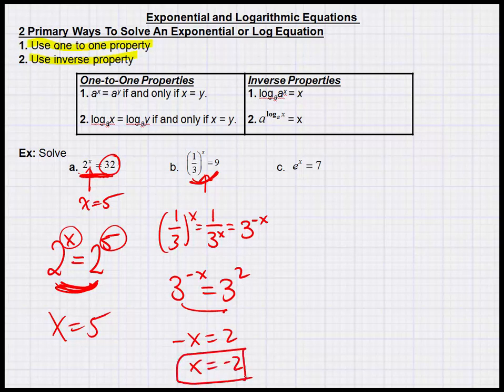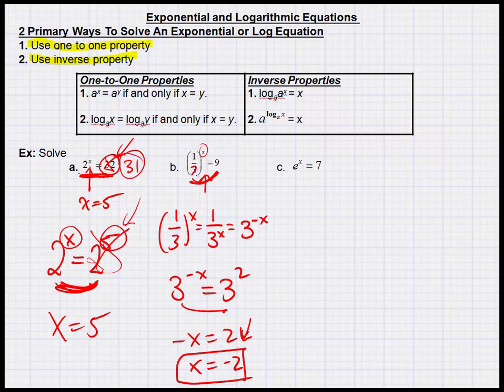And you might be able to just come up with that answer by looking at this and saying, what do I raise 1/3 to get 9? But this is again a more systematic way of doing it. But the problem is that doesn't always work. Let's say this number right here was 31. Well, if that number is 31 instead of 32, I can't write that as 2 to a power, and then the one-to-one property won't work because I can't get this. Same thing here.